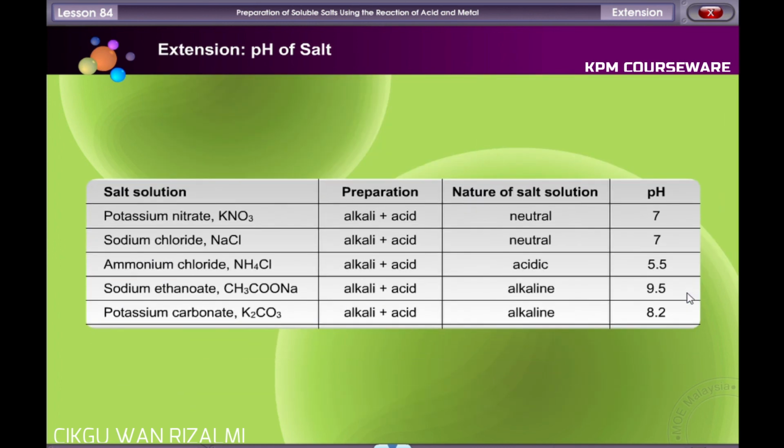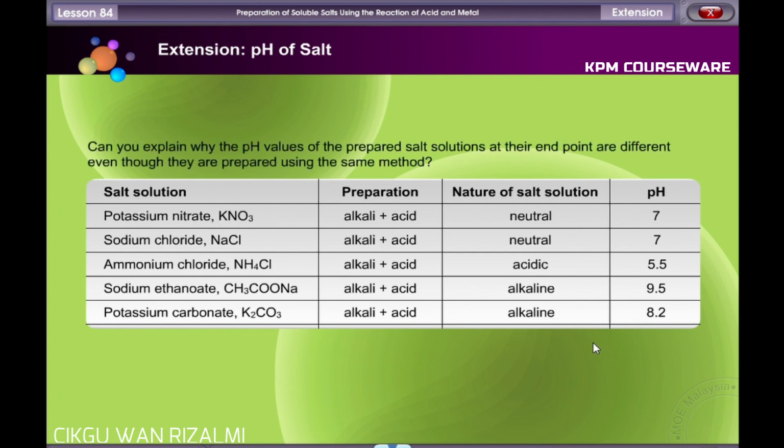Now, look at the table given. It shows the salt preparation method and pH values of their solutions. Can you explain why the pH values of the salt solutions are different, even though they are prepared using the same method? Find out more and present your findings in the class.